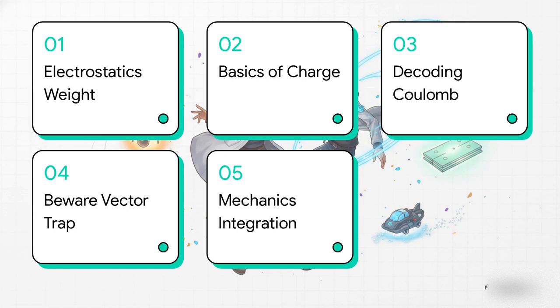Here's the roadmap for our quick journey today. First up, the weight of electrostatics. 2. Basics of electric charge. 3. Decoding Coulomb's law. 4. Beware the vector trap. And finally, 5. Electrostatics meets mechanics. Let's get moving.